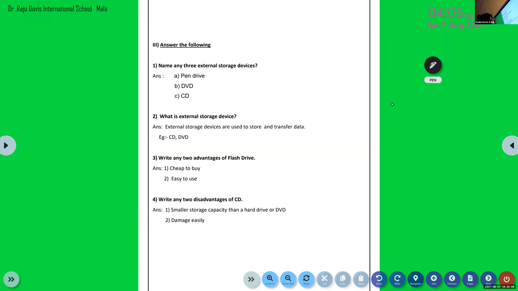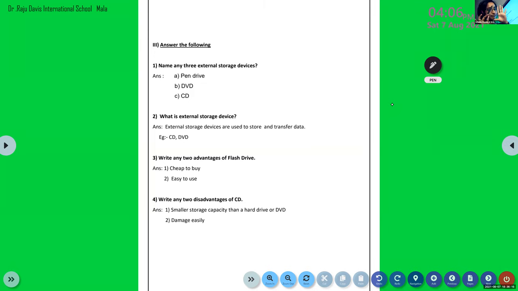Now we are going to discuss the question answers. Look at the first question. Name any three external storage devices. You are all familiar with external storage devices. Your friends show some of them, right? Pen drive, DVD, CD in the previous class, isn't it? So you can write the devices you know.